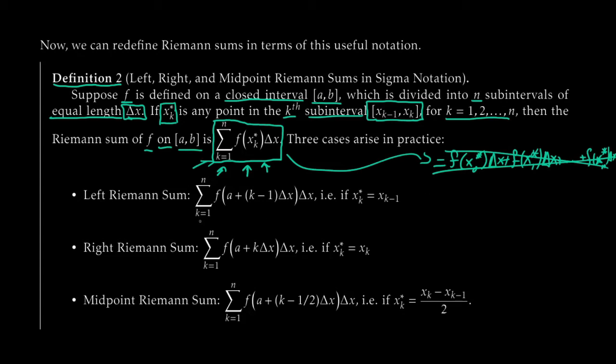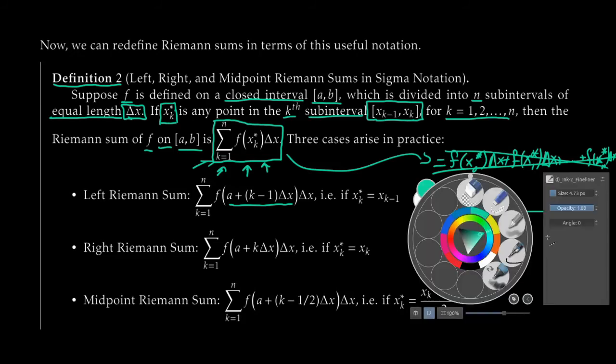So, the left Riemann sum is the sum from k equals 1 to n of f of the quantity a, the left-hand endpoint, plus k minus 1 delta x times delta x. So here, xk star is xk minus 1. And as it turns out, there's a very nice way to write out what xk minus 1 is. You just go k minus 1 delta x's from where you started. So when k is 1, you just start at the left endpoint. When k is 2, you go 1 delta x further. This follows exactly what I was trying to say last time with our little procedure.